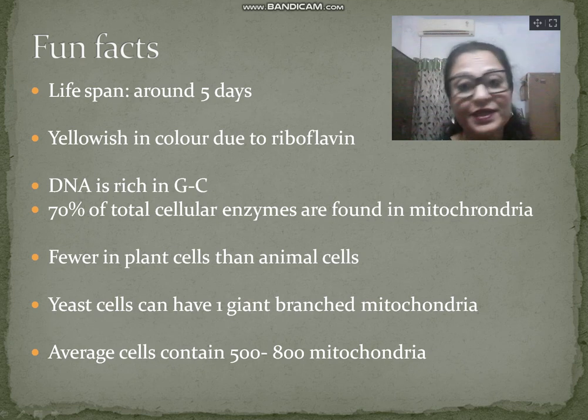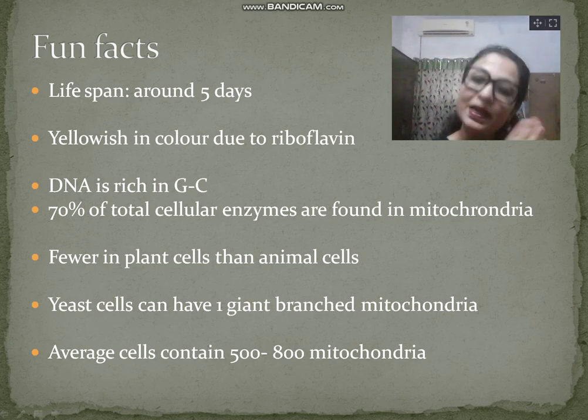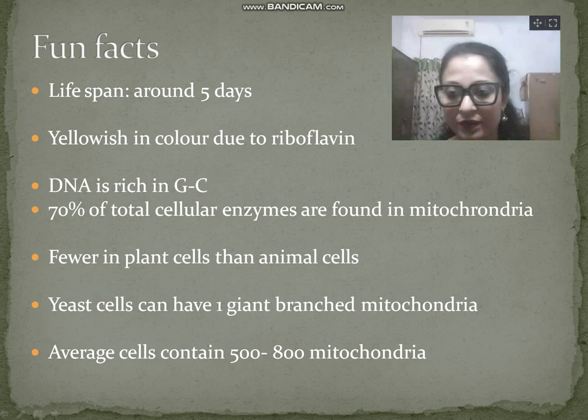So yeast cells are single celled, right? So they have one giant mitochondria. But what do we have? Each cell has around 500 to 800 mitochondria, but the number varies depending upon the function of the cell. Mitochondria has one very important function, which we will get to, and that determines the number of mitochondria that are there.